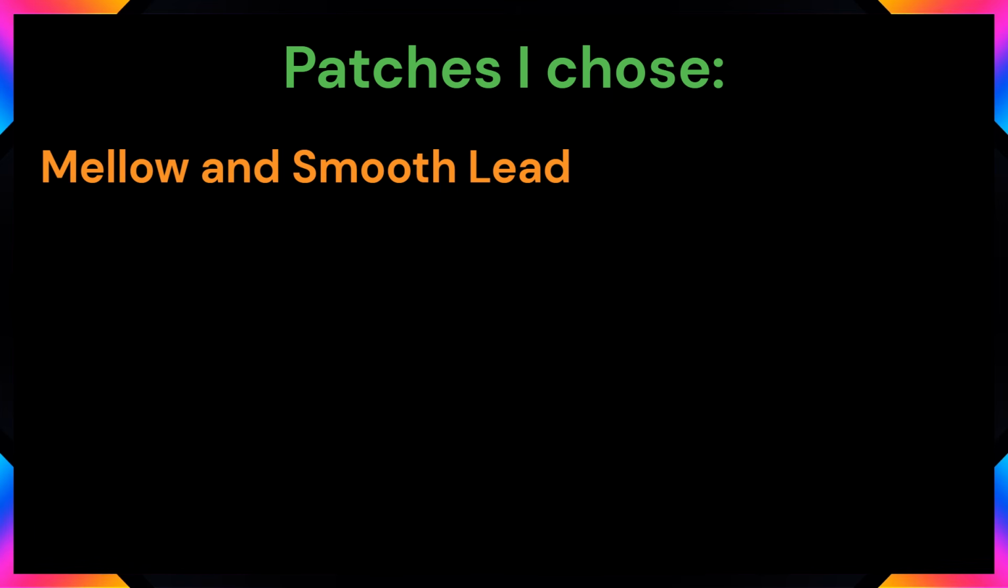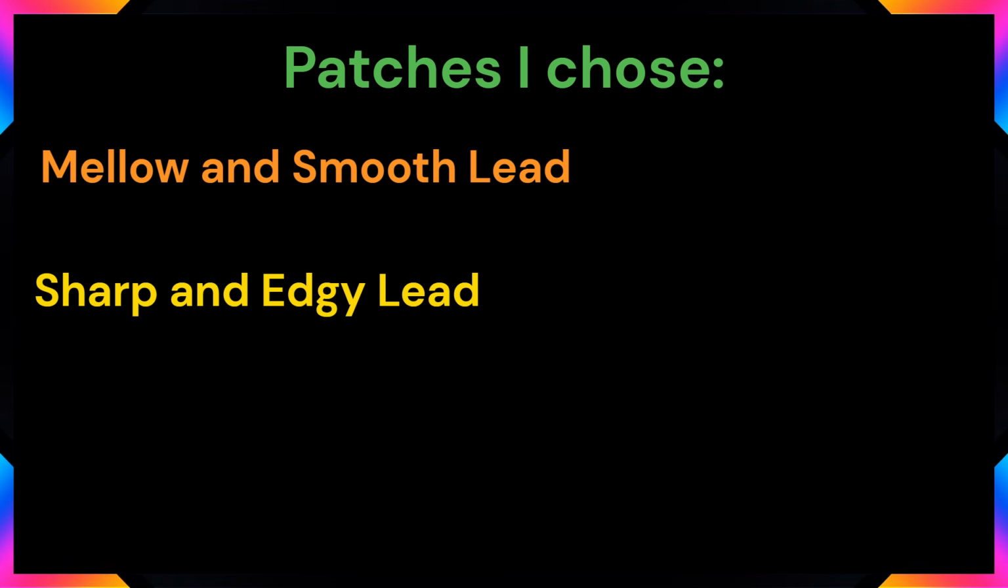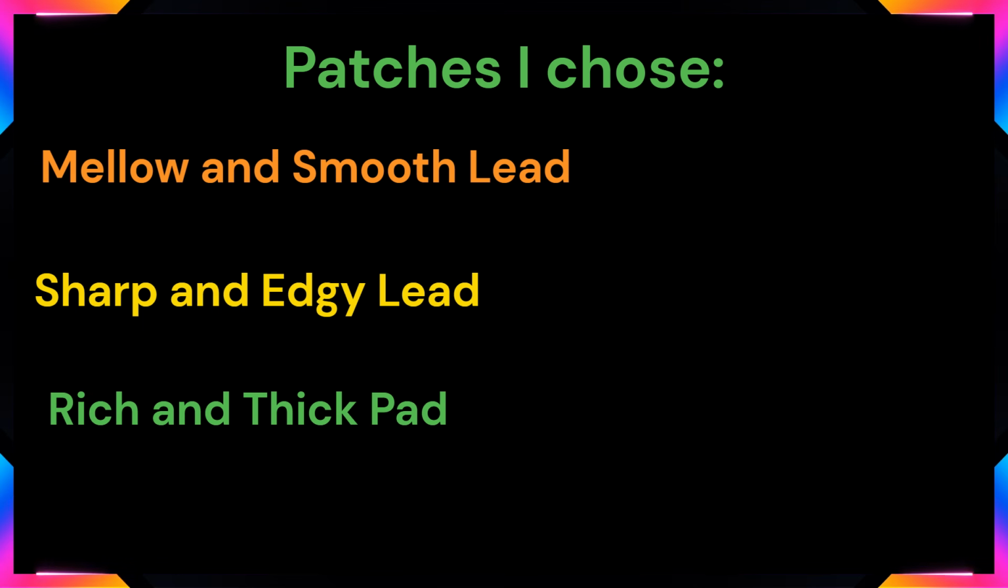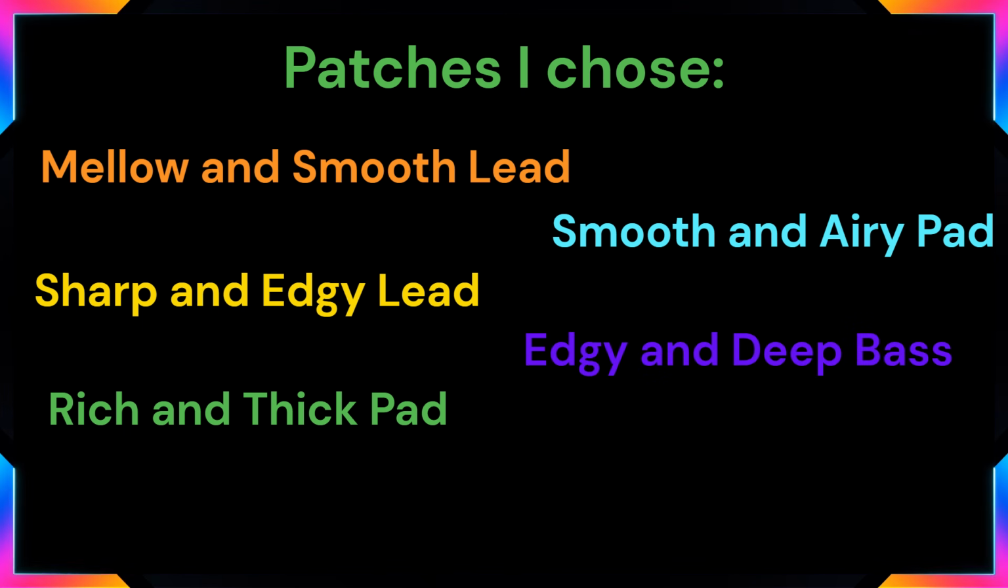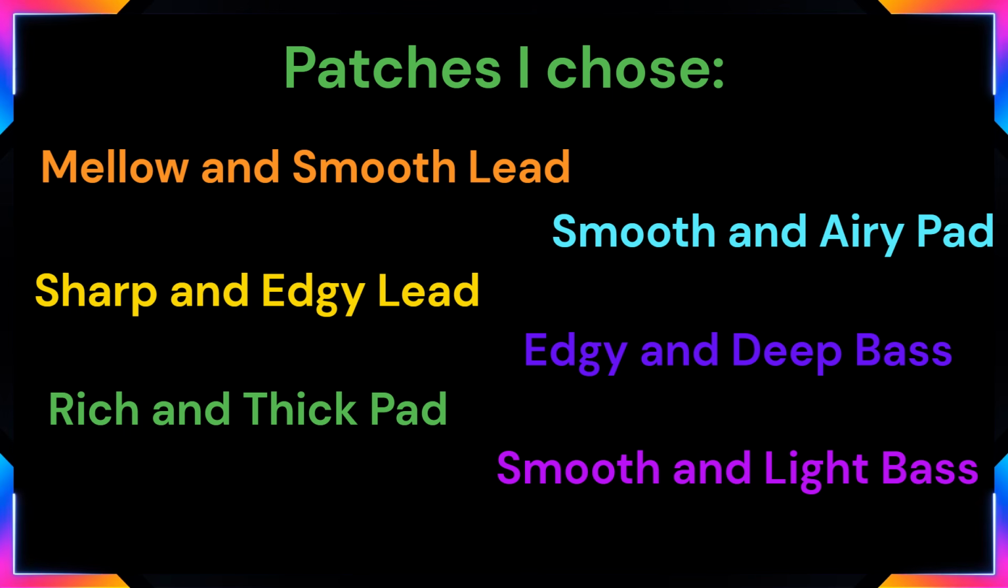The book asks us to make 6 patches, and the ones I chose are a mellow and smooth lead, a sharp and edgy lead, a rich and thick pad, a smooth and airy pad, an edgy and deep bass, and a smooth and light bass.